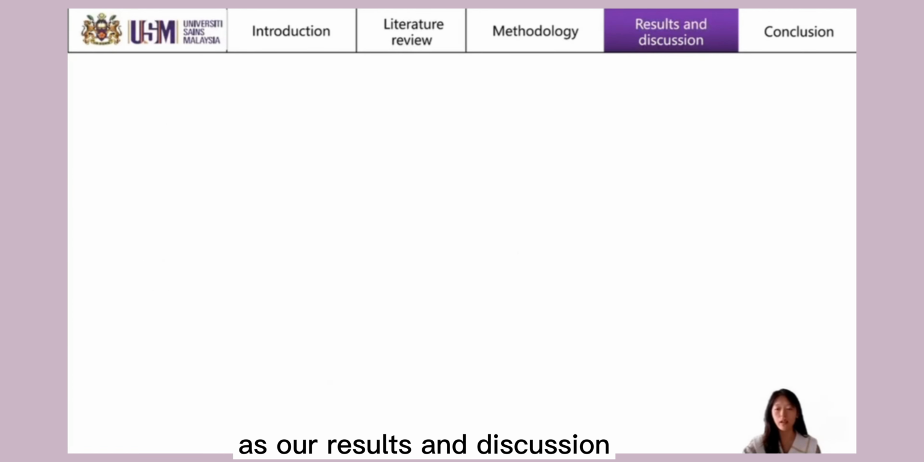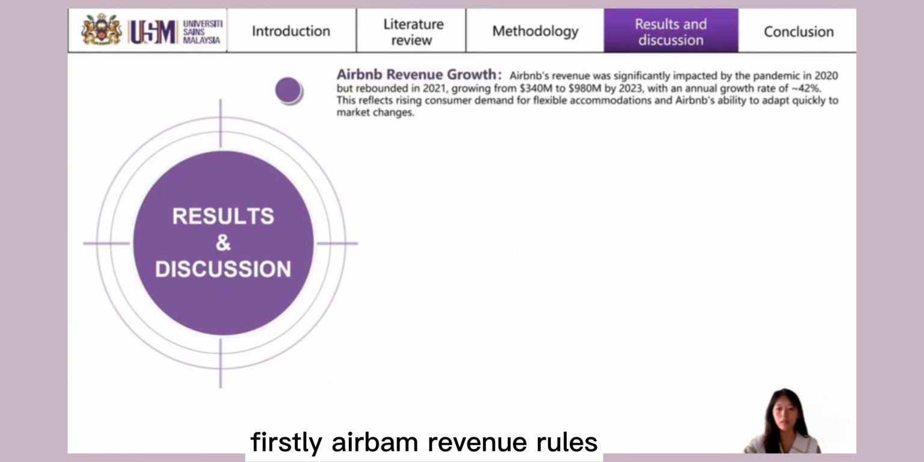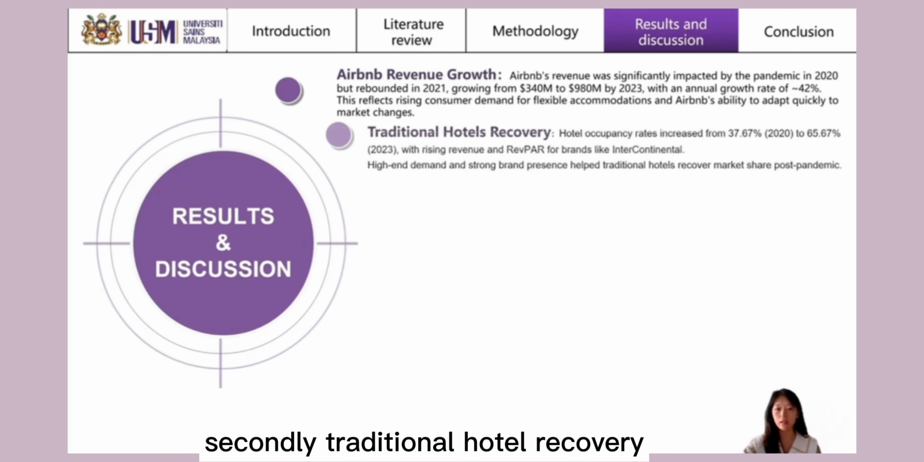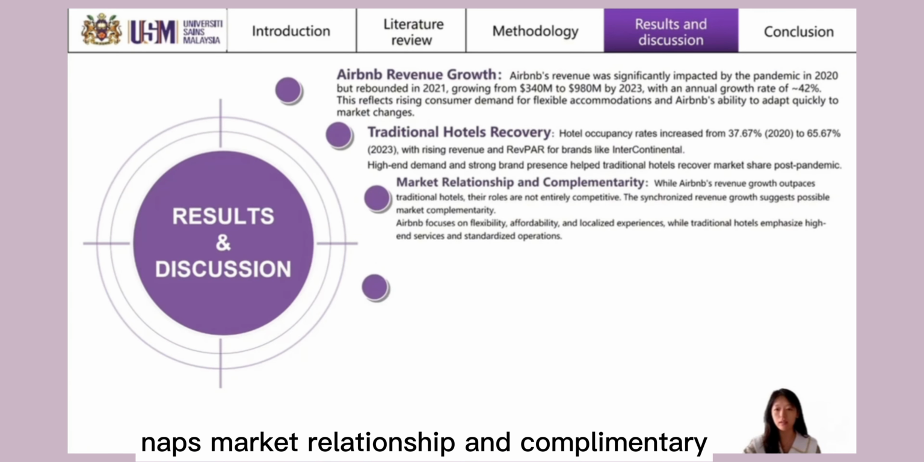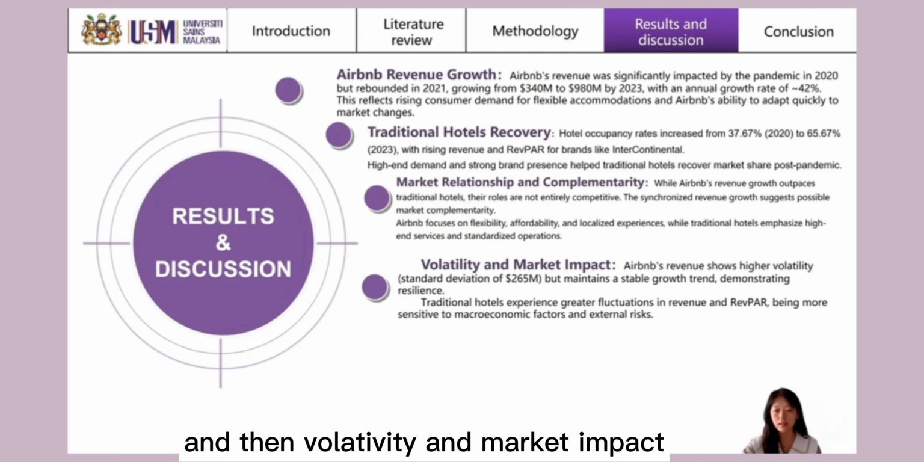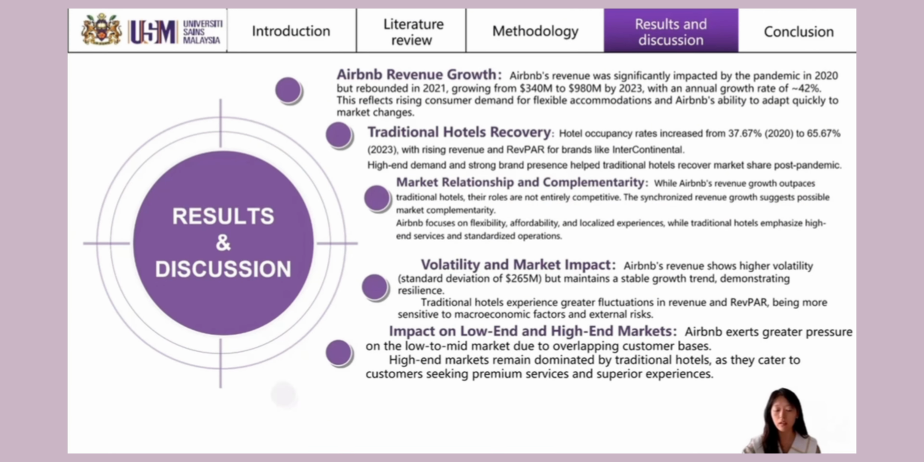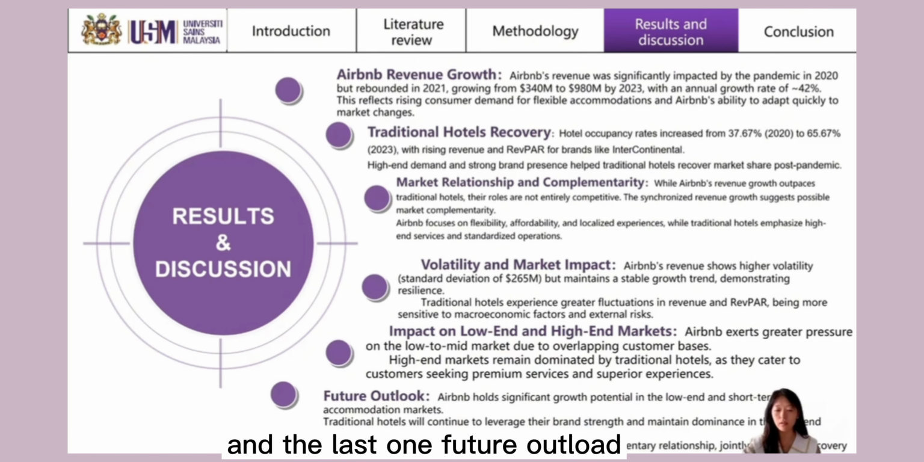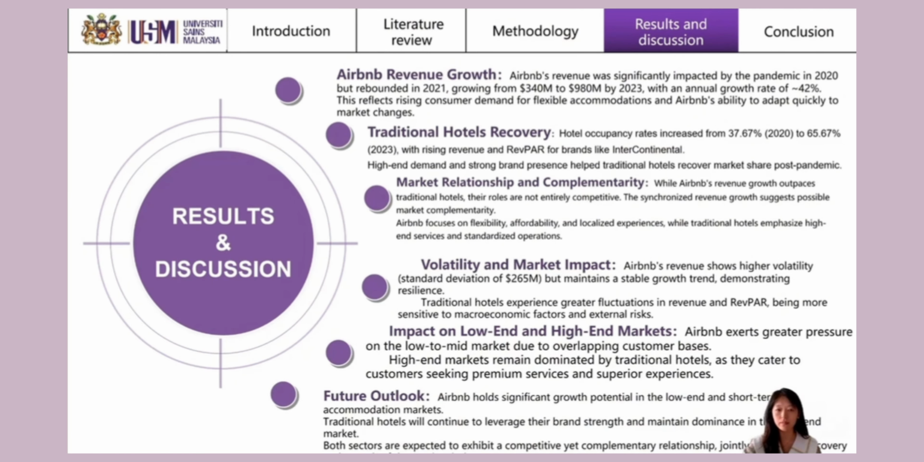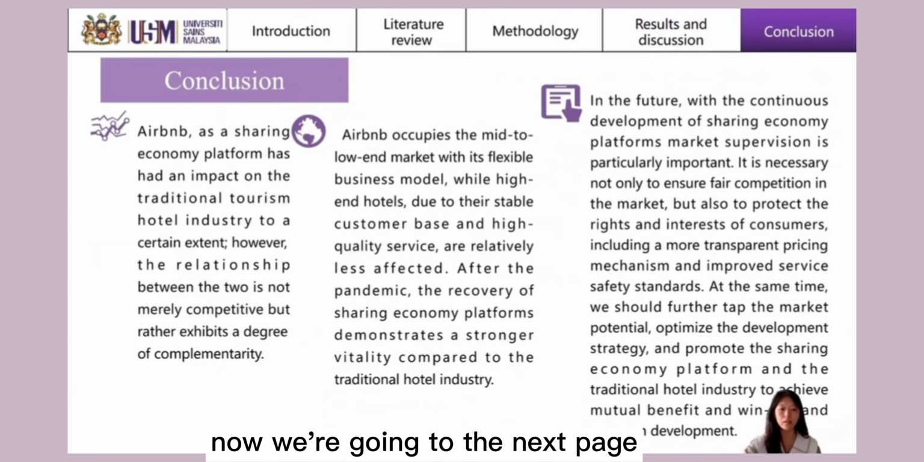This is our results and discussion. Firstly, Airbnb revenue growth. Secondly, traditional hotel recovery. Next, market relationship and complementarity. And then, volatility and market impacts. Before the last one, impact on low-end and high-end markets. And the last one, future outlook. Now we go to the next page.